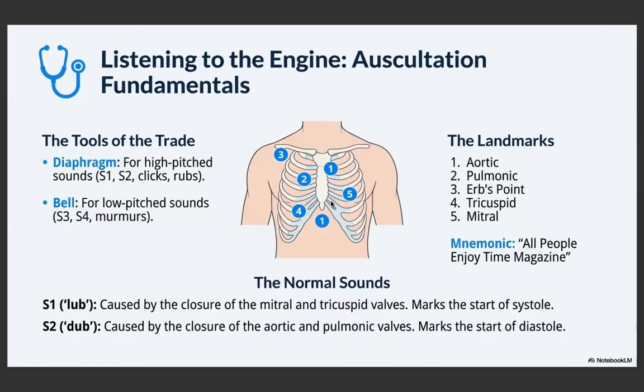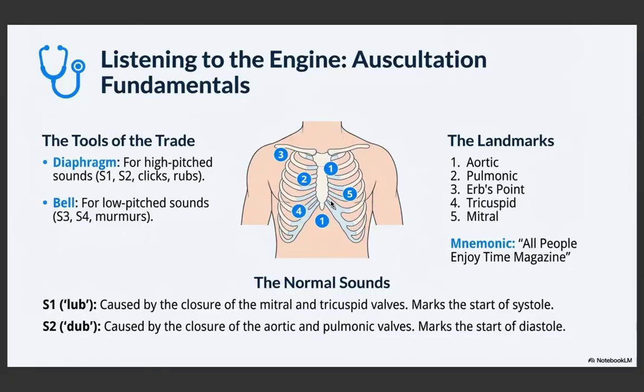Tricuspid is just slightly below Erb's point, kind of in that fourth intercostal space, but inching a bit closer to the midline of the clavicle. And then mitral, this is our PMI, is mid-clavicular, right-hand side, fifth intercostal space.